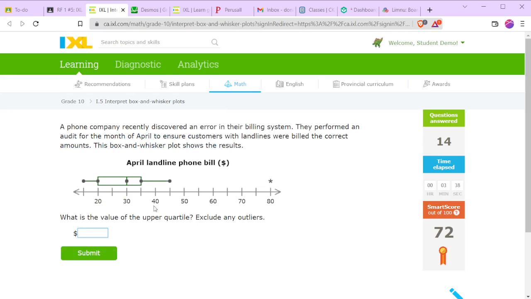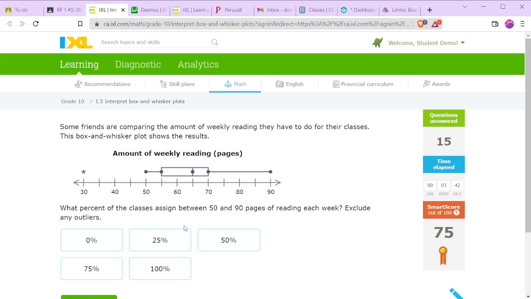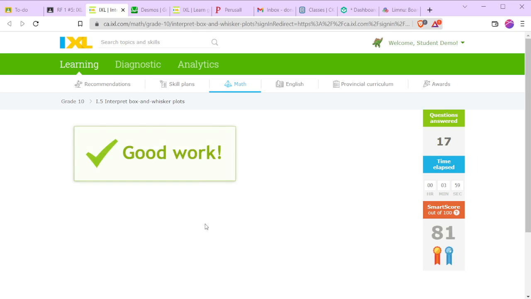So the upper quartile is 35. That is the edge. The lower quartile is the left edge. So reading between 50 and 90, that's 100%, because that's everyone. Here, the interquartile range is the space between 60 and 75, the lower edge and the upper edge. That's a 15-point range.